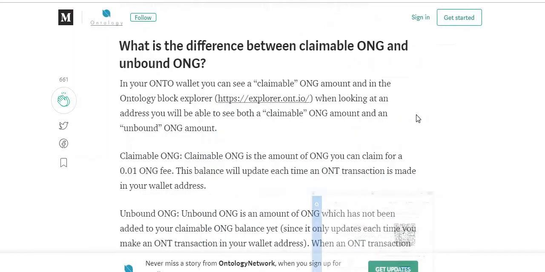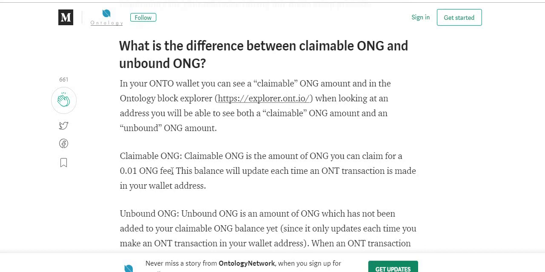Okay, so let's minimize this. The first thing I found was this Medium article. Basically, it's everything you need to know about ONG. I've scrolled down here and it says, what's the difference between claimable ONG and unbound ONG? So in your ONT wallet, now they're talking about the ONT wallet, so again, I'm going to replace that with O3 wallet, you can see a claimable ONG amount. And in the Ontology Block Explorer, when looking at an address, you will also see both a claimable ONG amount and an unbound ONG amount. Claimable ONG is the amount of ONG you can claim for a 0.01 ONG fee, which kind of does suck.